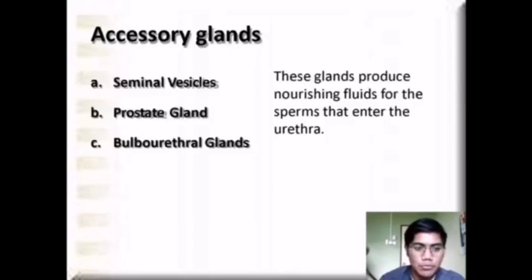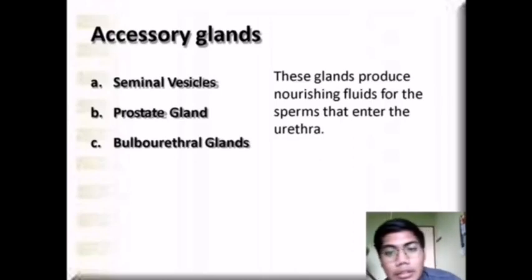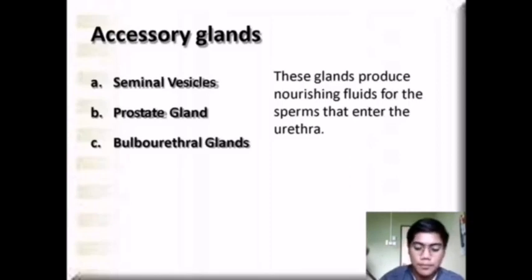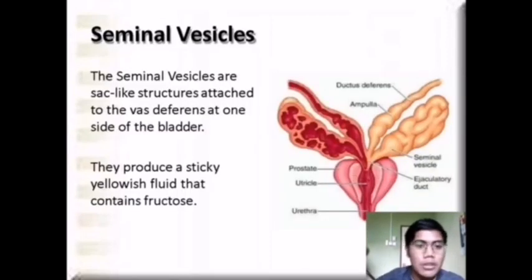system. Okay. The accessory glands consist of three: the seminal vesicle, the prostate gland, and the bulbourethral gland. These glands produce a nourishing fluid for the sperm that enters the urethra. Seminal vesicles are sac-like structures attached to the vas deferens at one side of the bladder. They produce a yellowish fluid that contains fructose. Fructose is nutrition for the sperm.